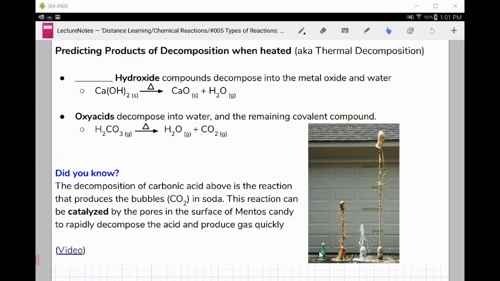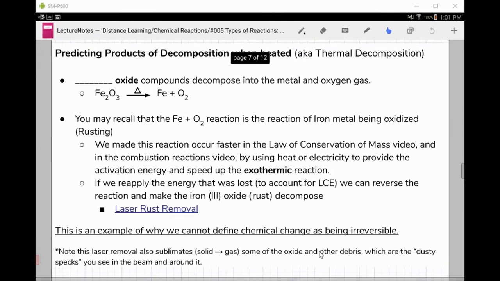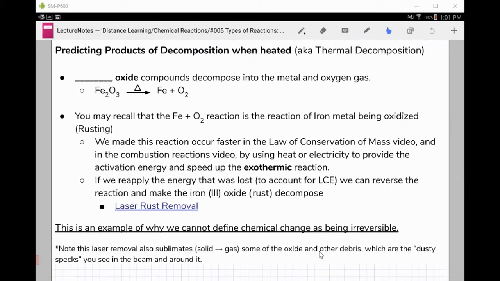All right. Our next example was the decomposition of iron(III) oxide. Now, this is one of those other examples that we included in our synthesis reaction when we talked about iron and oxygen. We also saw it in the combustion reaction, mostly because it's really easy to do and readily available. We also saw it in the law of conservation of mass. And in all of those, it released energy when we combined those two elements together. Now, we can also decompose this iron(III) oxide, also known as rust, if we reapply all the energy.